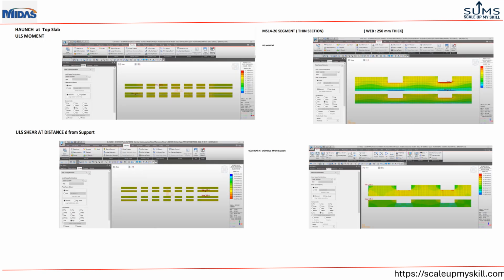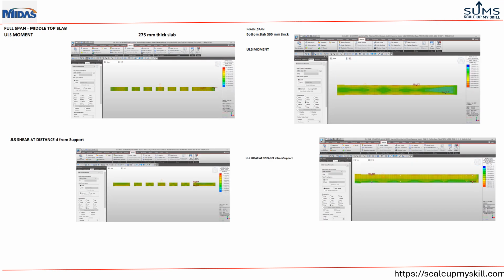These are the critical ULS moments and shear forces of the deck elements. Those are extracted from the analysis model. Similarly, critical ULS forces for the middle top slab and bottom slab as well.